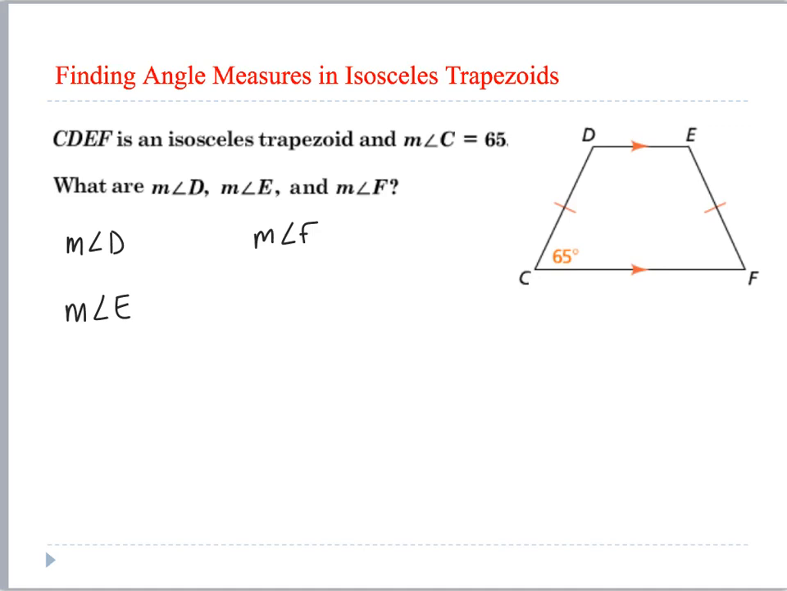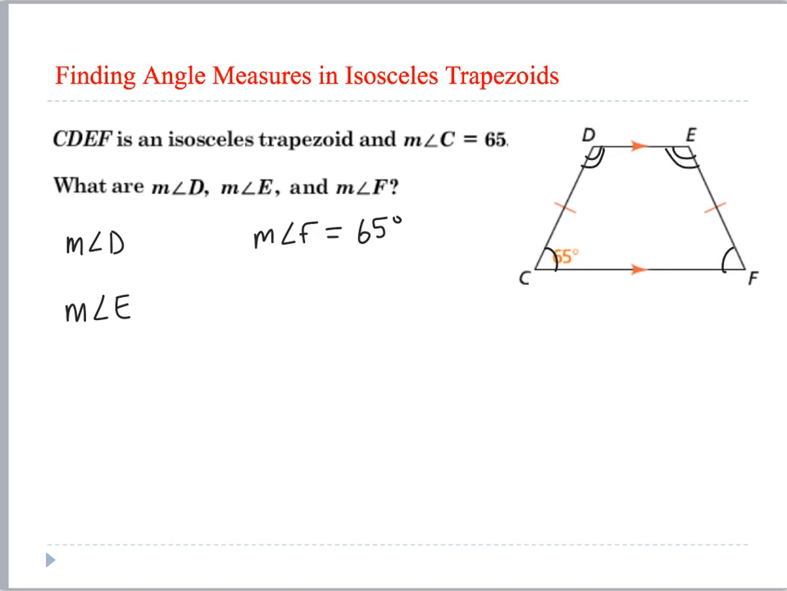All right, well, one of those is straightforward. Since in an isosceles trapezoid, base angles are congruent, if angle C is 65, then also angle F will be 65. C and F are congruent. So angle F is 65 degrees, okay? Now we define D and E, which are congruent. They're both the same. So when I find one, I've got the other.